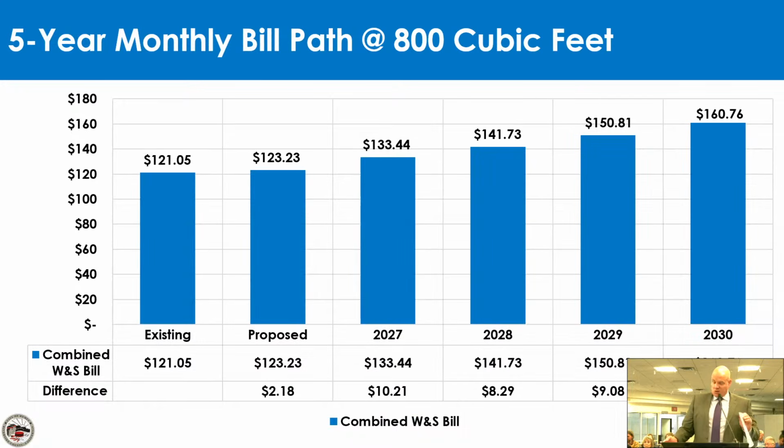And here is just focusing in on the customer using only 800 cubic feet of water. You can see the change over the whole 5-year period. So again, that first year, their bill goes up about $2.18. Then it goes up about $10 the second year, and then a little bit less each of the 3 years after that, between $8 and $10 each of the last 3 years. And so that's, again, a combined bill for just the customer using the 800 cubic feet, what their bill change will look like over the whole 5-year period.